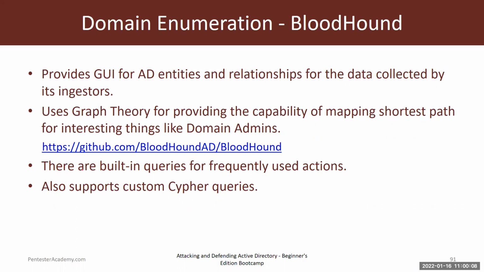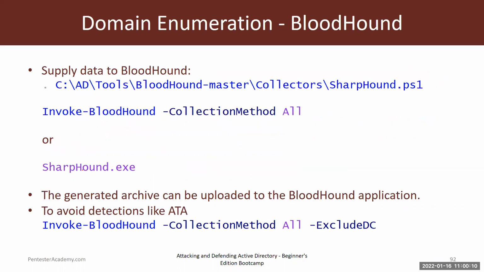So there are two components to BloodHound. One is the collectors or ingestors. That is the part that you are supposed to run in the target environment.